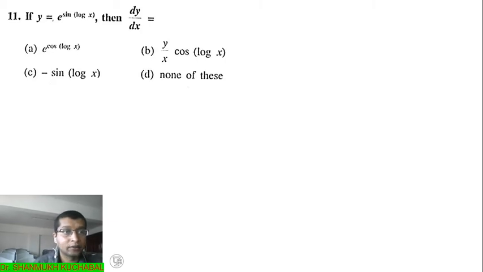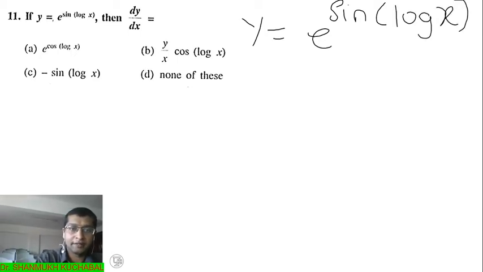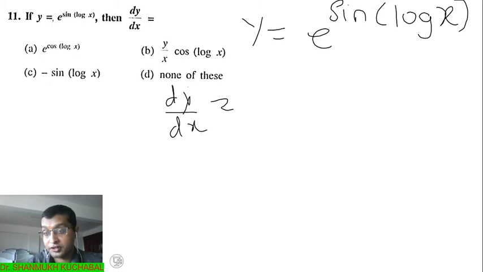If y equal to e raised to sine of log x, then dy by dx equals? So y equal to e raised to sine of log x, and we have to differentiate. So y's differentiation is dy by dx. It is very simple: e raised to x differentiation is e raised to x. Similarly, e raised to f of x differentiation is e raised to f of x, and the inner function we have to write. F of x differentiation is f dash of x.